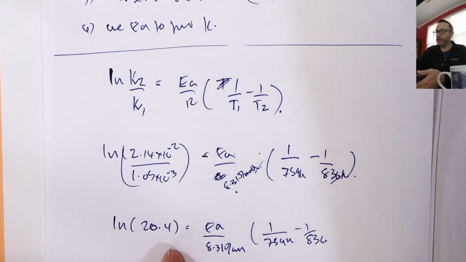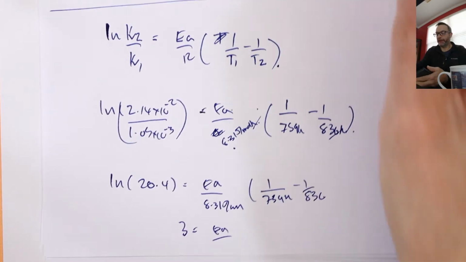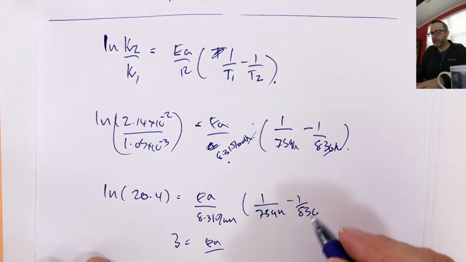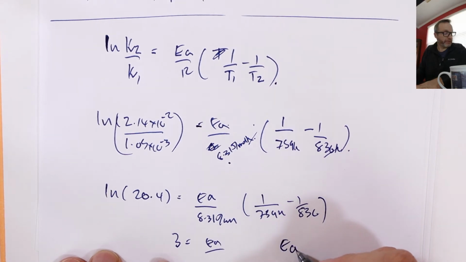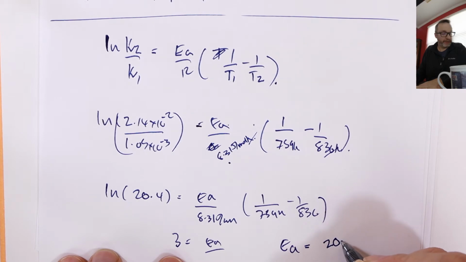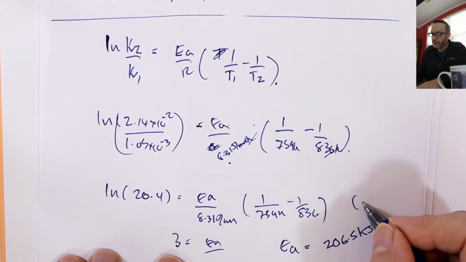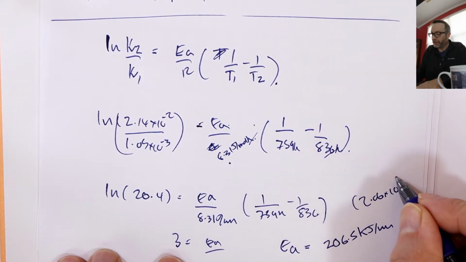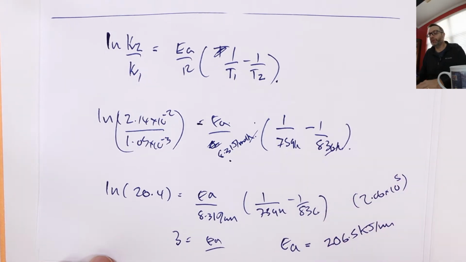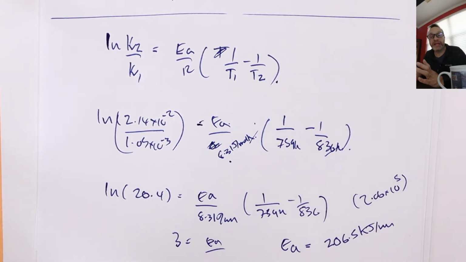Okay. Now, when you get an answer, rearrange to find EA, and you'll find EA equals 206.5, and I'm changing it to kilojoules per mole, right? So you'll get 2.06 times 10 to the 5 as an answer, yeah? But we always put energetic numbers, joules, in kilojoules, right? So 2 times 10 to the 5 is 200 times 10 to the 3, 200 kilojoules, right?